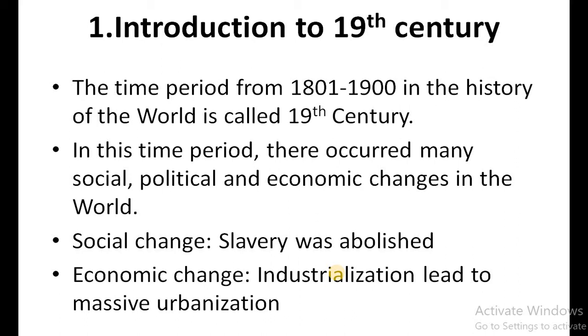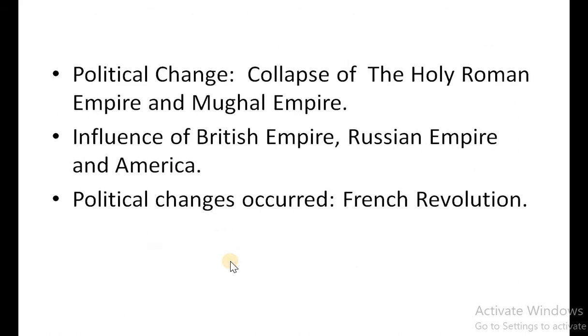Number two, economic change, that is industrialization, which led to massive urbanization. As I said earlier, society shifted from agriculture to an industrial mode of economy. With the development of the economic means of earning, the social condition of the people also changed. They improved their class, their lifestyle, their living. These were the economic changes that took place. All right, next is political change.